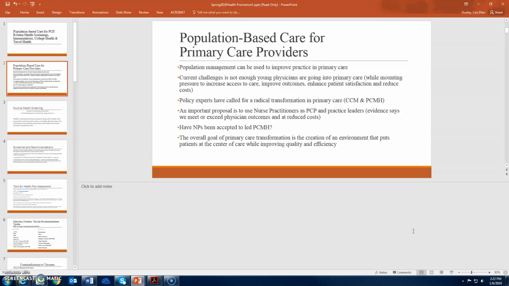What we do have evidence behind is a very important part of this proposal: for nurse practitioners to become primary care providers and practice leaders. And the evidence already says that we have the same or better outcomes than physicians in management of disease, and we can do that at a reduced cost.